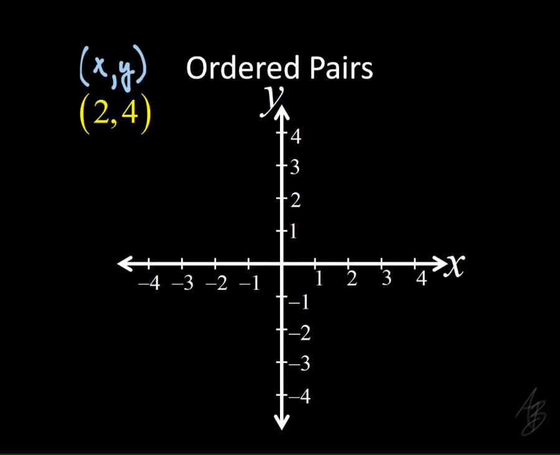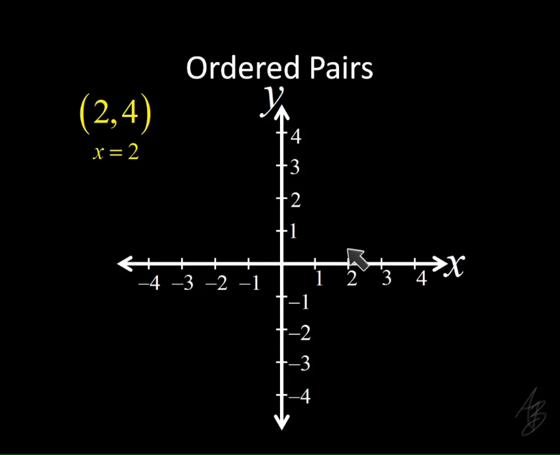We order them by the alphabet. X comes first, y comes second in the alphabet. So we put x first in the ordered pair and we put y second in the ordered pair. Okay? So, in this particular ordered pair, we have x equals 2. Since x equals 2, we're going to find 2 on the x-axis. Where is 2 on the x-axis? If we start at the origin, which way do we go? We go right 2. So x equals 2 is right here.